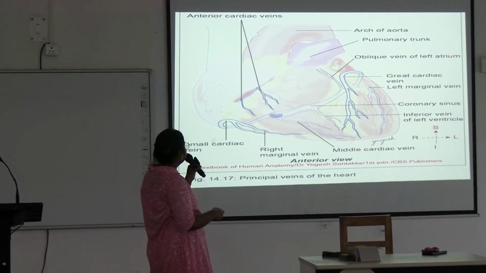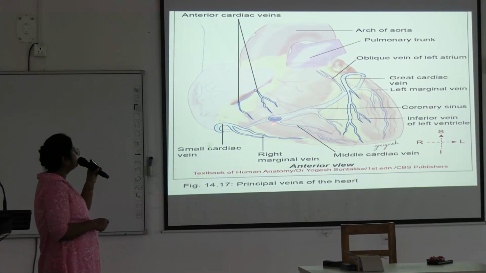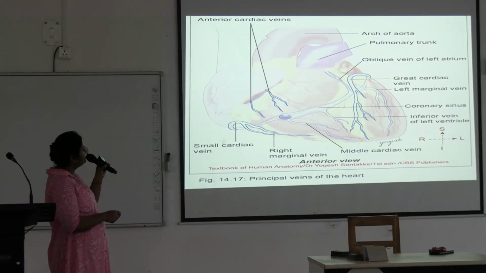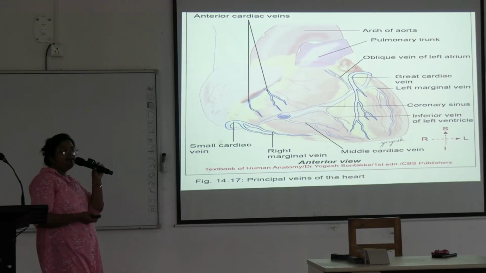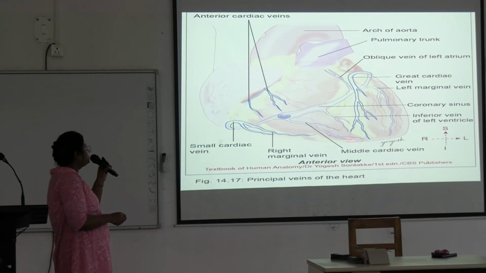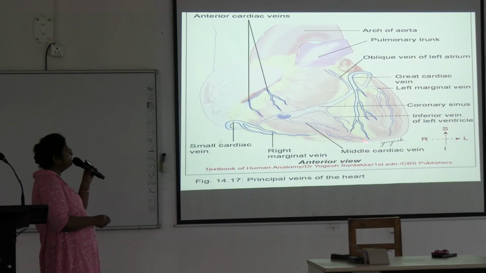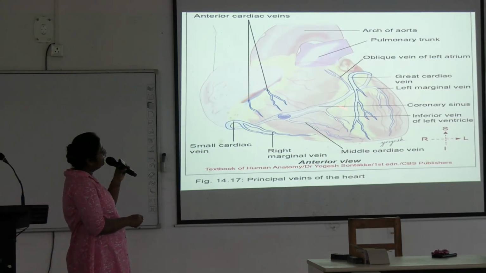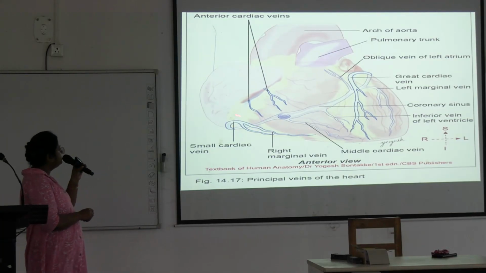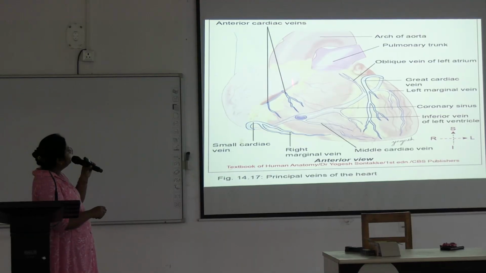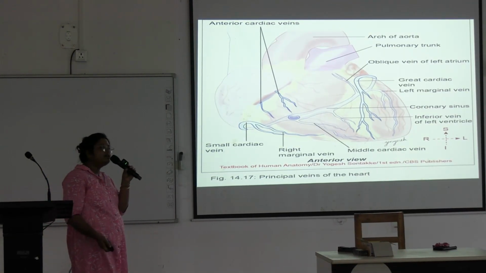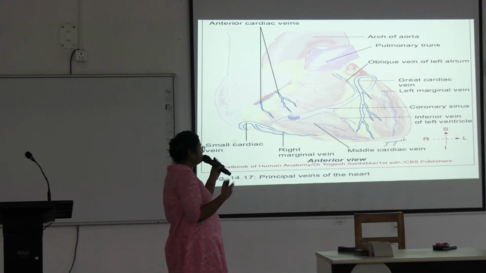Next we are going to principal veins of the heart. Okay, so here is the coronary sinus. This is great cardiac vein. Here is the left marginal vein. The great cardiac vein is lying in the anterior interventricular groove. In the posterior interventricular groove, this middle cardiac vein is lying. Here is another vein, inferior vein of left ventricle, and this is right marginal vein, and it is continuing as the small cardiac vein and finally going to drain into the coronary sinus. And these are anterior cardiac veins directly draining into the right atrium.